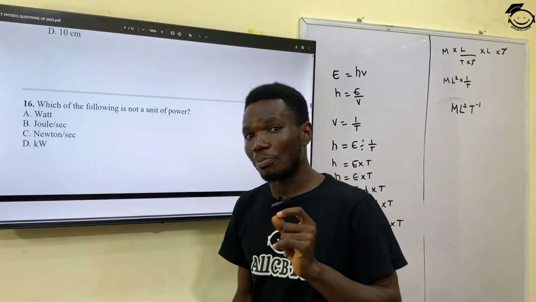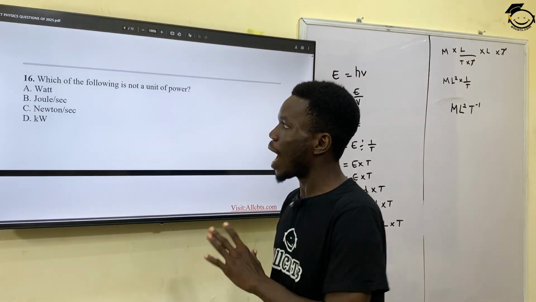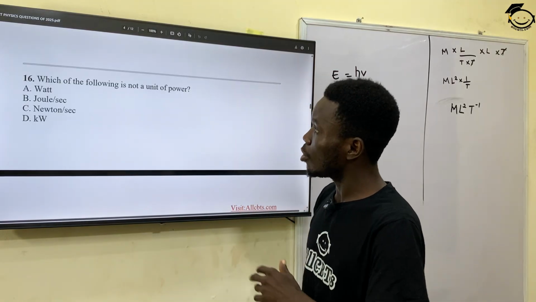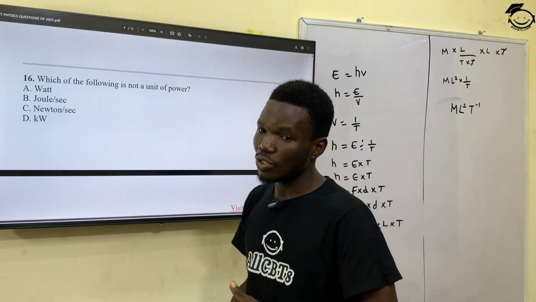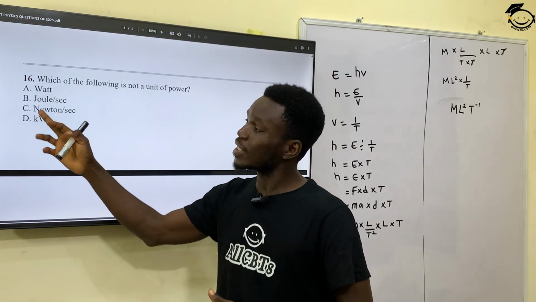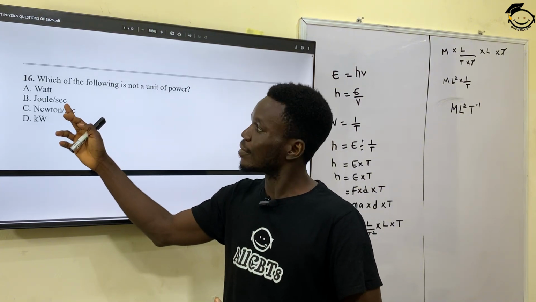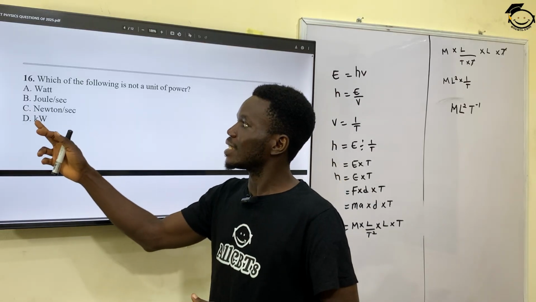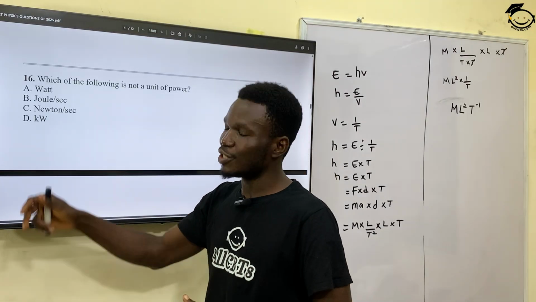So that is also question number 16, which says, which of the following is not a unit of power? If you look at all the options, the first option here, watts. Watt is a unit of power. Joules per second can also be written as watts because power is talking about energy over time. And joules here is the unit of energy, and seconds here is the unit of time. So joules per second is also a unit of power. Kilowatt is just an expression of watt in multiple. So that is also a unit of power.